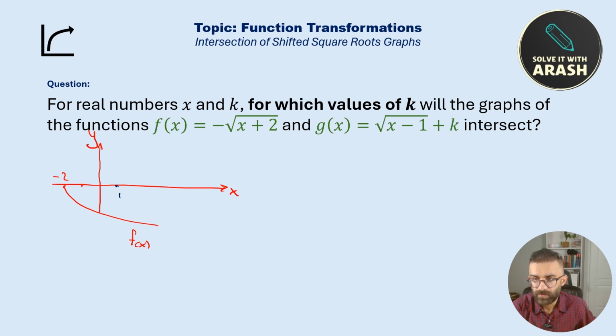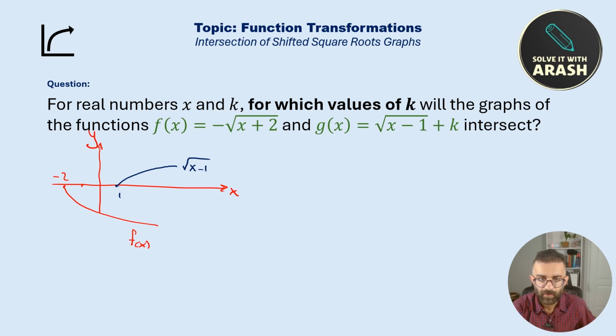And if we don't consider k for now, just ignore the k value for now, the graph of g(x) will look like this. That's square root of x minus 1 without any k value. Now, positive k values will shift the graph upward and negative values will move it down.